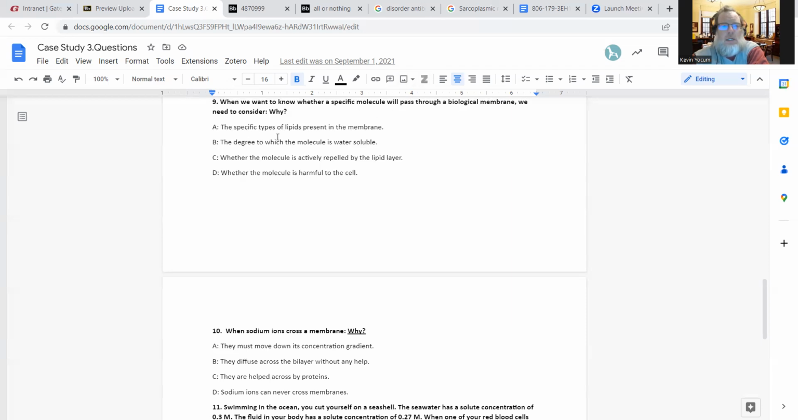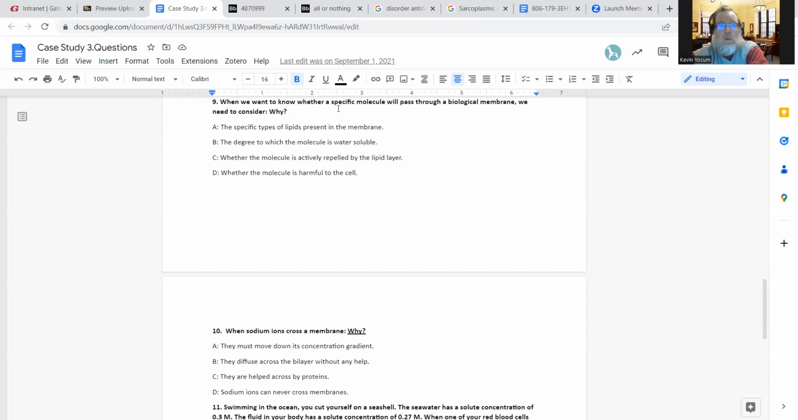All right, B, the degree to which the molecule is water soluble. Yeah, that sounds pretty darn good to me. Remember, water is the majority of the fluid inside of the cell. It's also the majority of the fluid outside of the cell. So the degree to which the molecule is water soluble is going to determine its movement. If it's not water soluble, it's not going to move into the cell. It has to be water soluble.